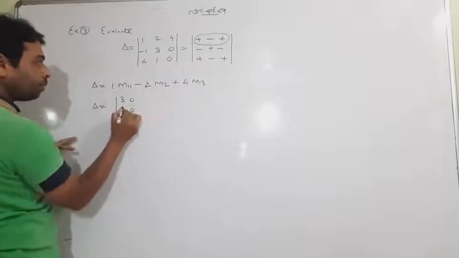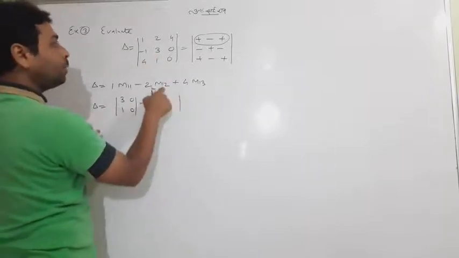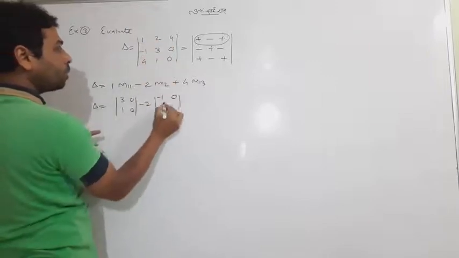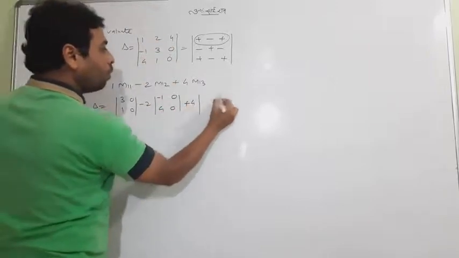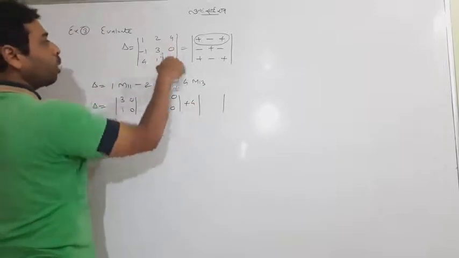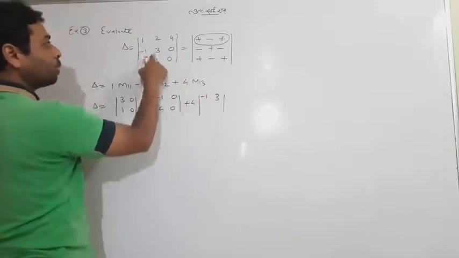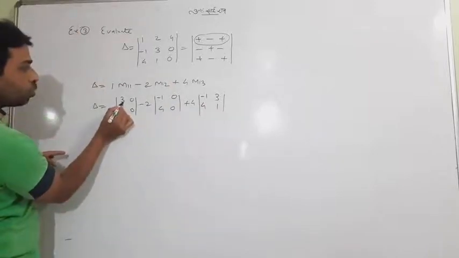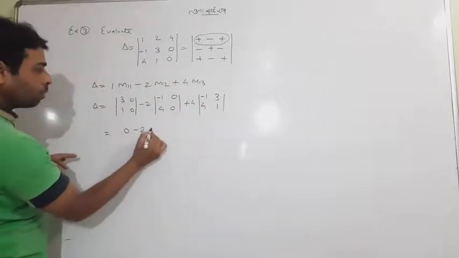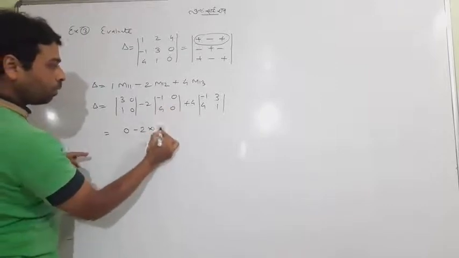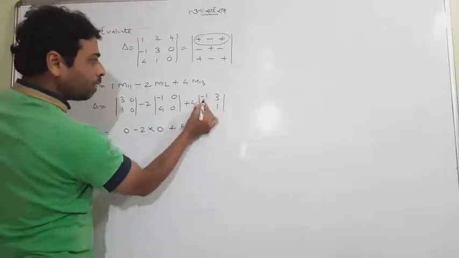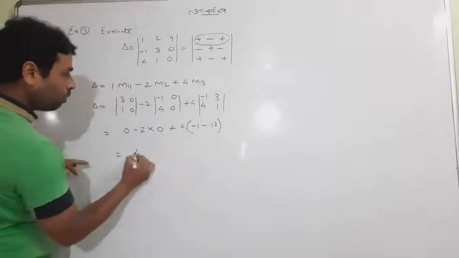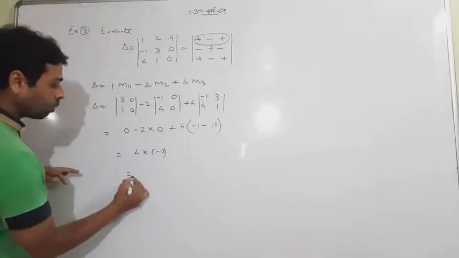3, 0, 0, 1. Minus 2, what is M12? Meaning the minor of that 2, drop these two: minus 1, 0, 4, 0. Plus 4, the minor of that 4, drop these two, what comes? Minus 1, 3, 4. And then the answer is, these two multiply: 0 minus 0, 0 minus 0, and 1 ones are 1, minus 4 threes are 12. So these two are 0, and 4 into minus 13, the answer is minus 52.